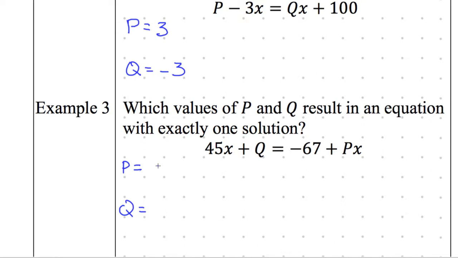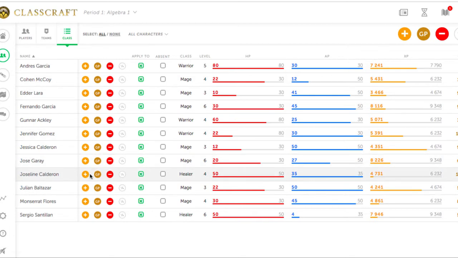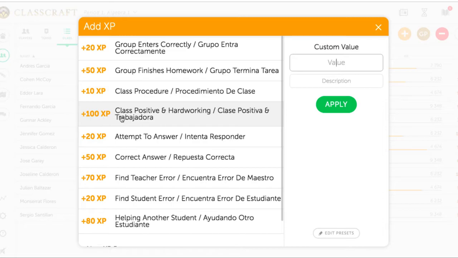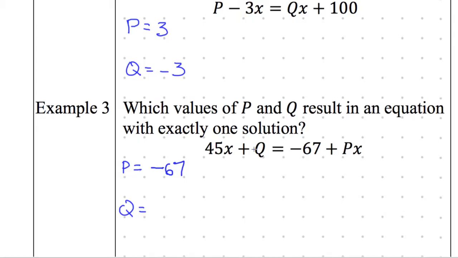P is -67. Why'd you choose -67? So cancel? Cancel with which one? With the 45? Or with the 67? 67. All right. So you are actually correct that this value will give you exactly one solution, but your reasoning is wrong. So I'm still going to give you your XP because you have the correct answer. You can go ahead and grab your candy, or someone can slide the candy over to you.